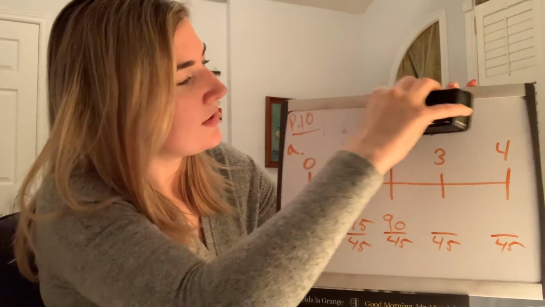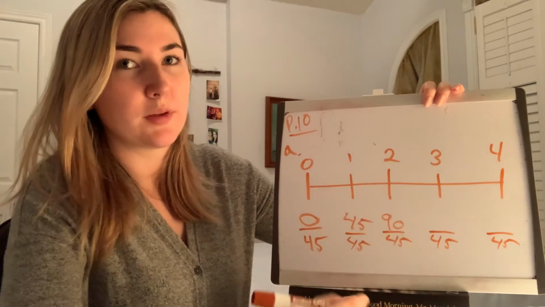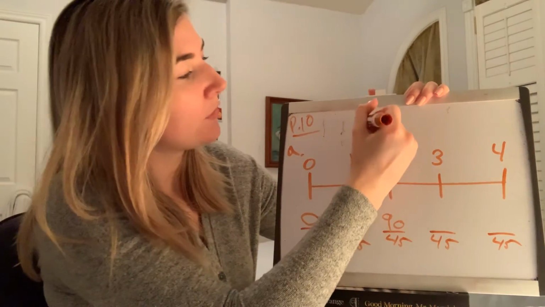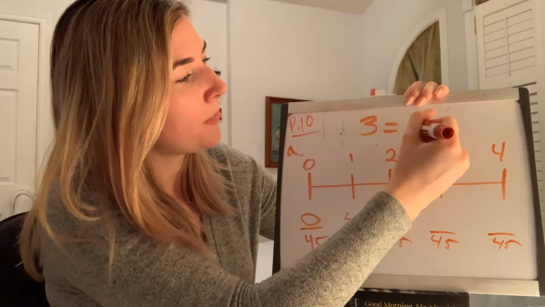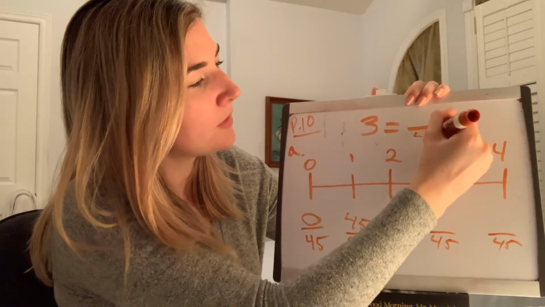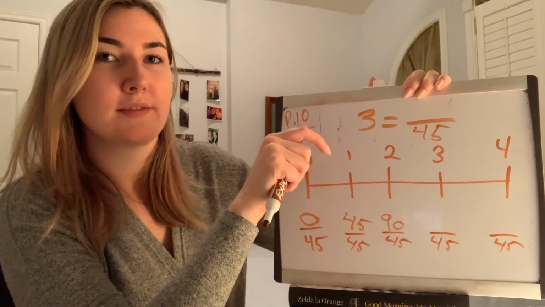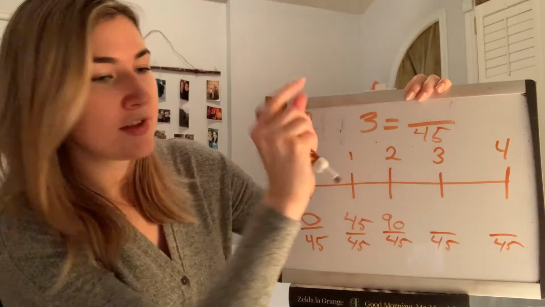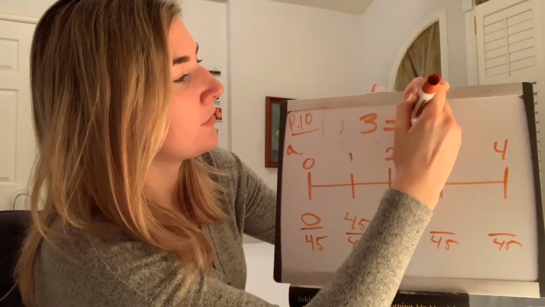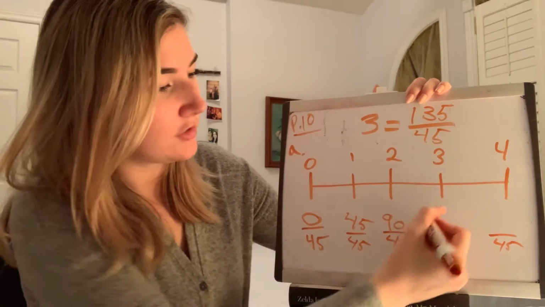And we'll do that again. Now we're looking at what fraction would represent the whole number for 3. So we have 3 is our whole number. We have a top number over 45. And now we need to solve what 3 times 45 is. 3 times 45 is 135. So there's our next fraction.